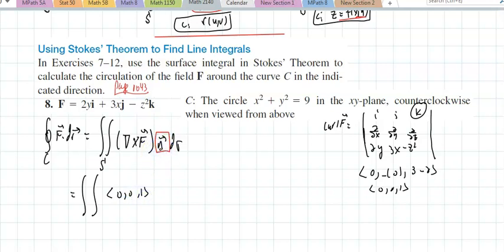This part I have to get. It says counterclockwise as viewed from above. If I'm looking from the top down, doesn't that mean I have 2 options?